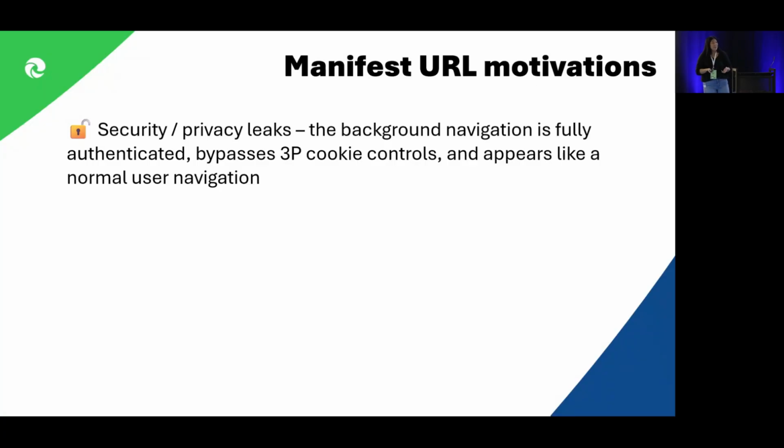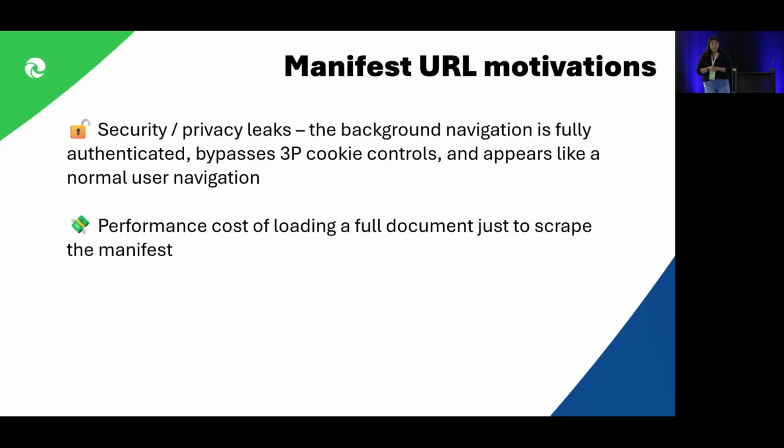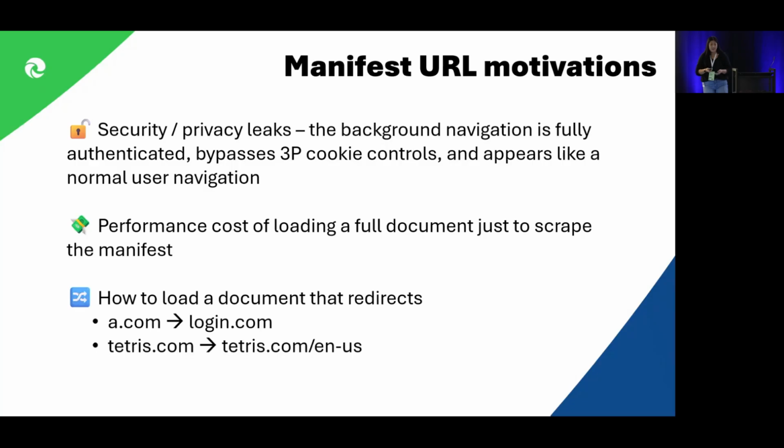It also appears just like a normal user navigation, which will inflate analytics. There's also a steep performance cost. Loading an entire document is a relatively heavy operation when we're really just interested in the manifest file. And last but not least, during the Web Install API trials, we received strong developer feedback that installing by a document URL was challenging because many sites utilize redirects. Now, this is a bit of a hard problem to solve, as the real document to install could be pre-redirect, like a.com, or it could be post-redirect, like this localized Tetris URL. And determining which one to install is kind of complicated and has additional security implications.